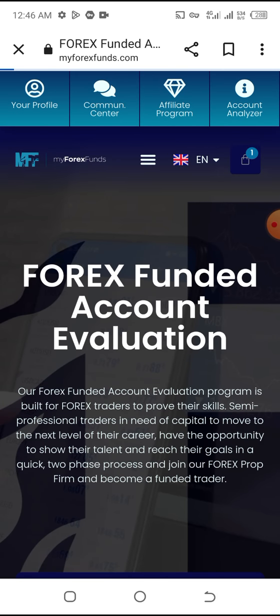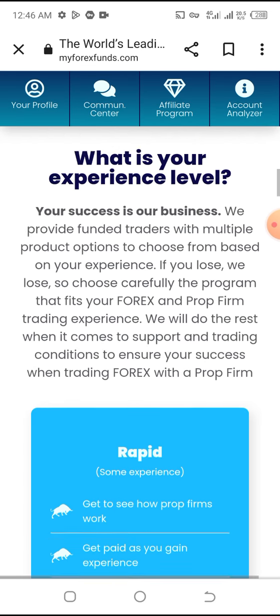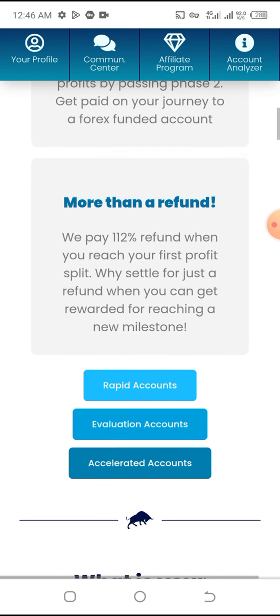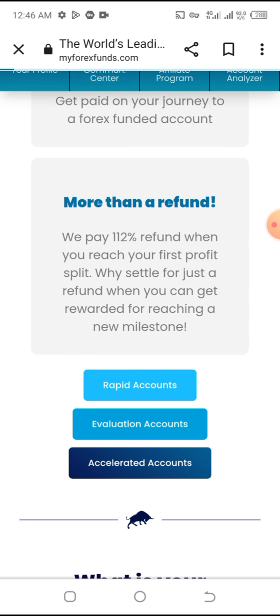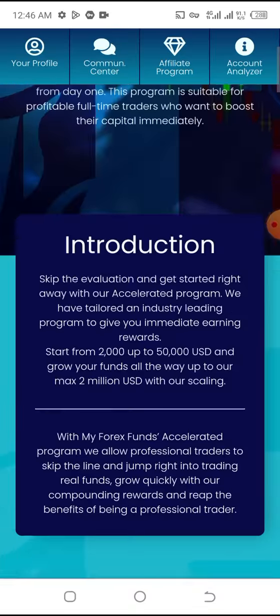Now, in an accelerated account, what you have to know, guys, is that there is no challenge. Let me click it. Accelerated means they are giving you a real account straight away, but they're expensive, very expensive. And let's review the prices, because I'm going to try to buy my Forex fund evaluation, so you can see how to buy it.